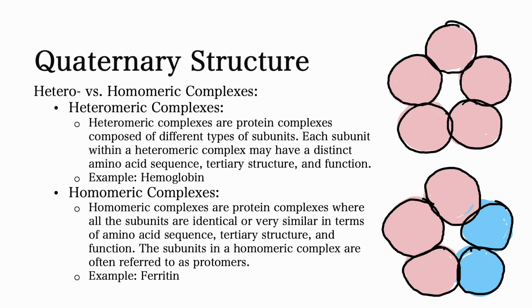In homomeric complexes, the subunits are identical or very similar to each other. Therefore, the subunits of homomeric complexes are often referred to as protomers. An example of a homomeric complex is ferritin. Ferritin is a complex that stores iron. Ferritin forms a hollow sphere consisting of 24 identical subunits. Each subunit contributes to the overall structure of the complex, and all subunits are the same.